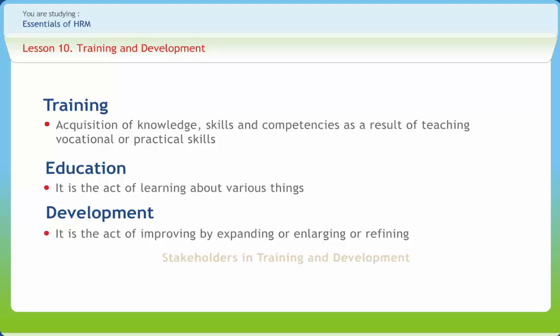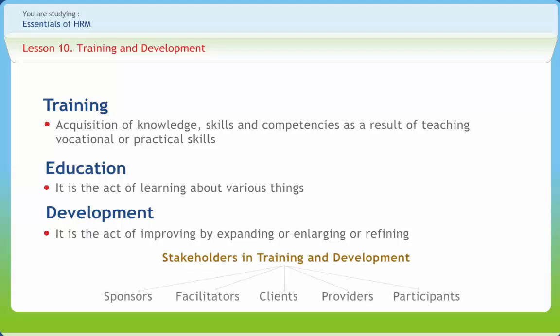There are several stakeholders in training and development. They are the sponsors, that is, top management; the client, that is, the business planners; the participants, that is, the employees who go through the training and development process; facilitators, that is, the human resource department; and the providers, who are specialists in their field.